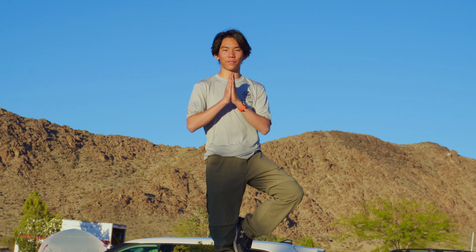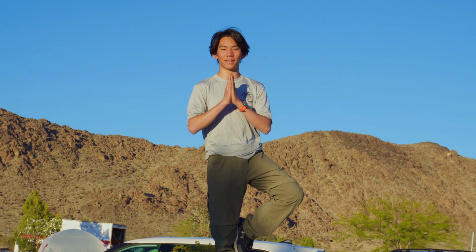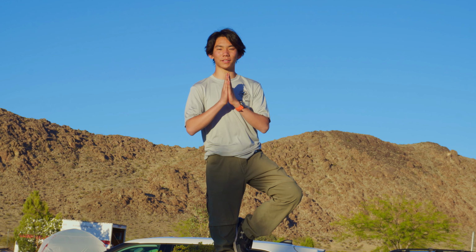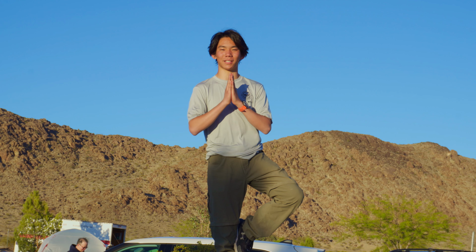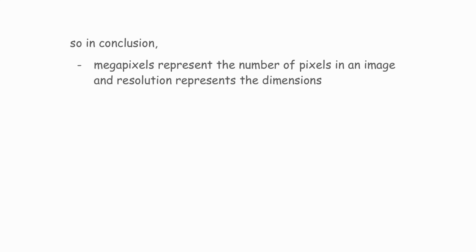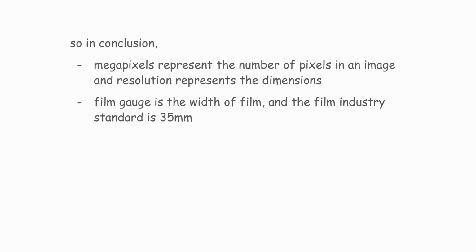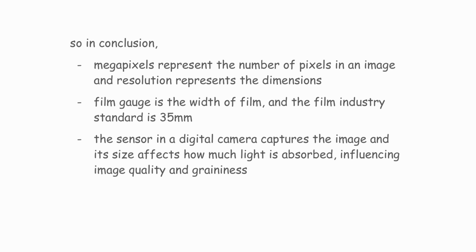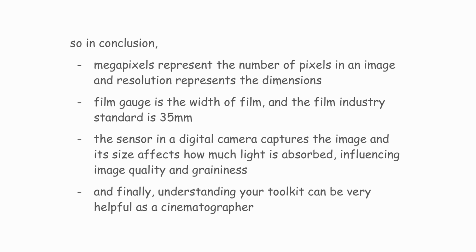Along with understanding the visual conceptual sciences such as lighting and composition, it is also important to know the technical limits and capabilities of your camera in order to be a good cinematographer. So in conclusion, megapixels represent the number of pixels in an image and resolution represents the dimensions. Film gauge is the width of film and the film industry standard is 35mm. The sensor in a digital camera captures the image and its size affects how much light is absorbed, influencing image quality and graininess. And finally, understanding your toolkit can be very helpful as a cinematographer.